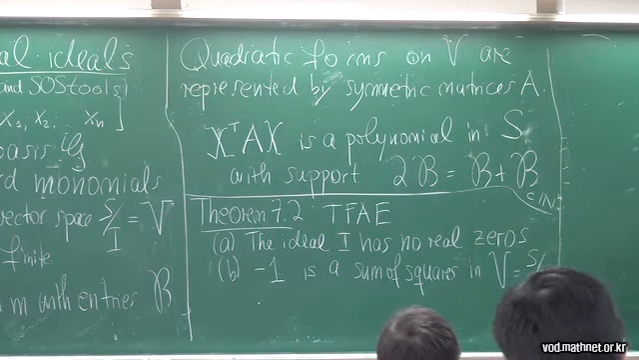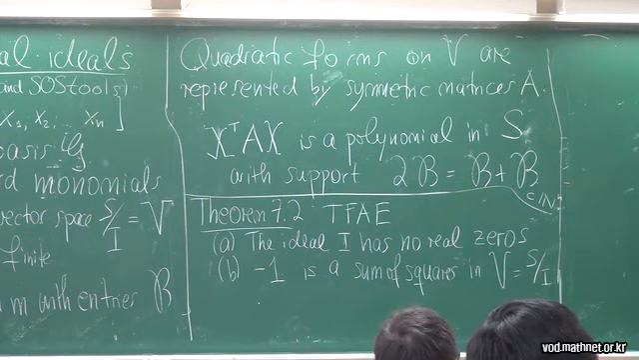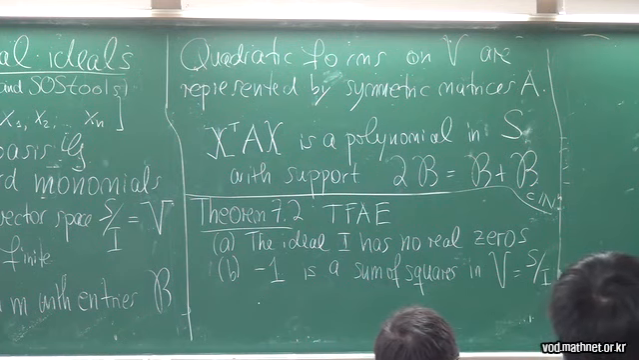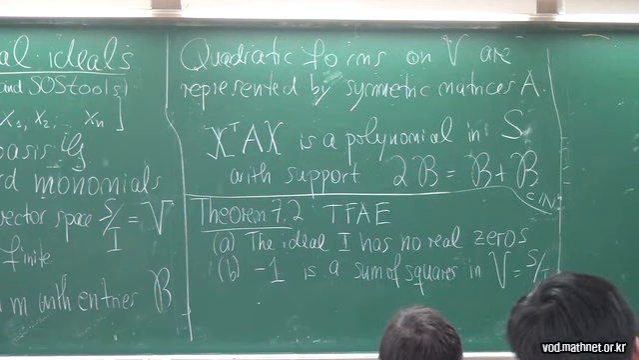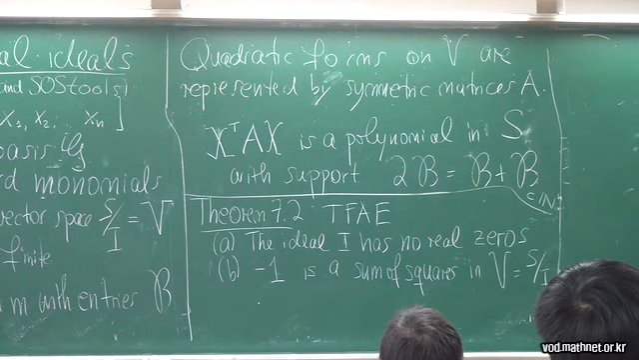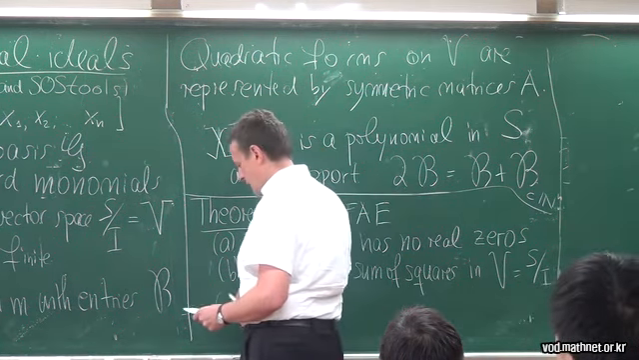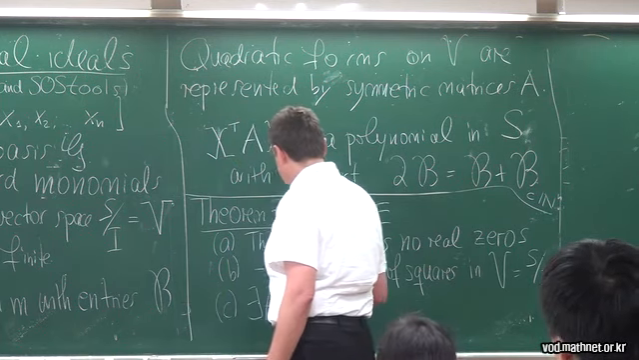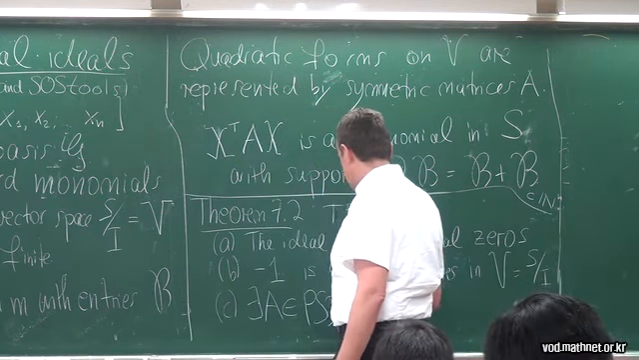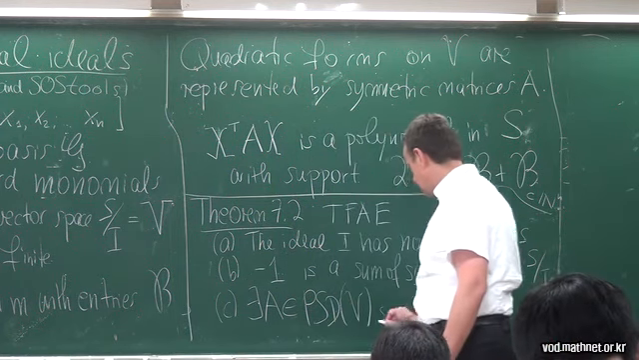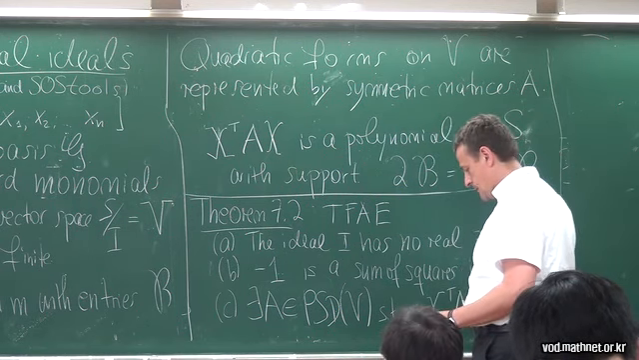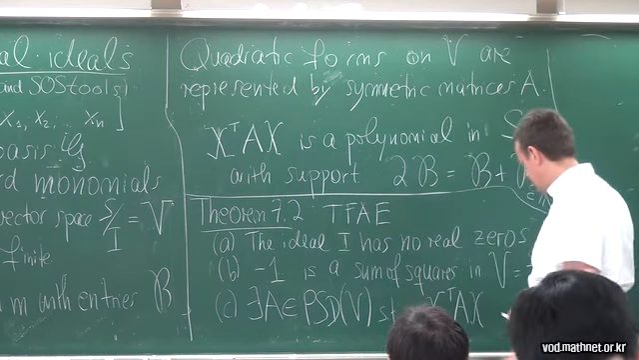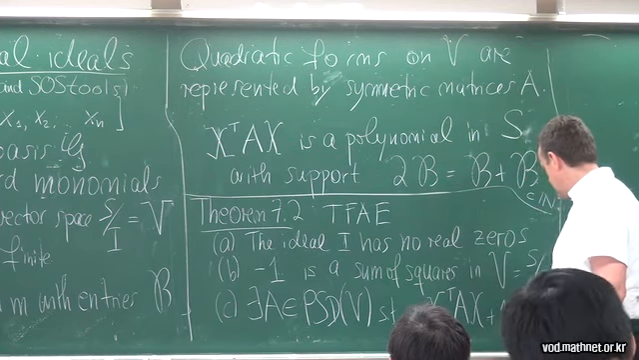Right? So S mod I is a ring, V is a ring. You can multiply and so on, and you could be a sum of squares in this ring. A square is an element times itself, and a sum of squares is a sum of squares. So condition B is minus 1 is a sum of squares in that ring. C, there exists a positive semidefinite matrix A such that X transpose A X plus 1 is in I.